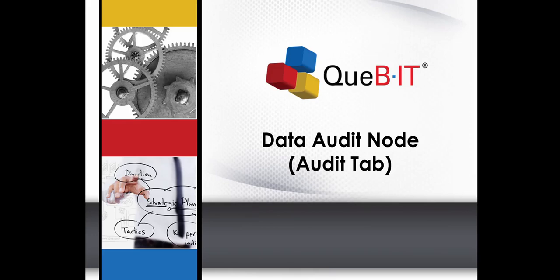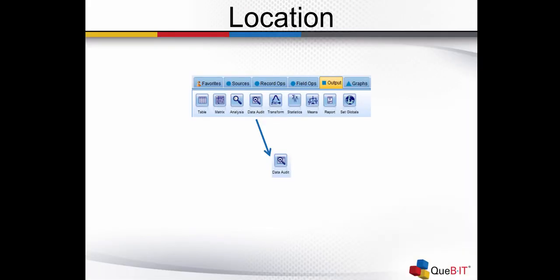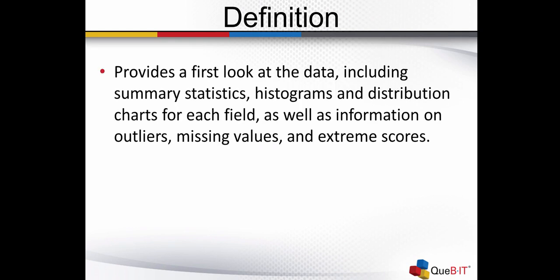Let's talk about the Data Audit node, and specifically we're going to talk about the Audit tab of the Data Audit node. The Data Audit node is located in the Output palette. This node provides a first look at the data, including summary statistics and graphs, as well as information on outliers, missing data, and extreme scores.